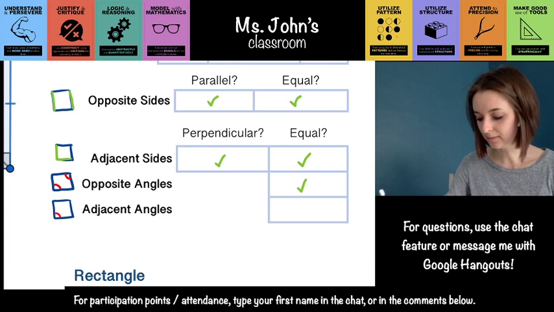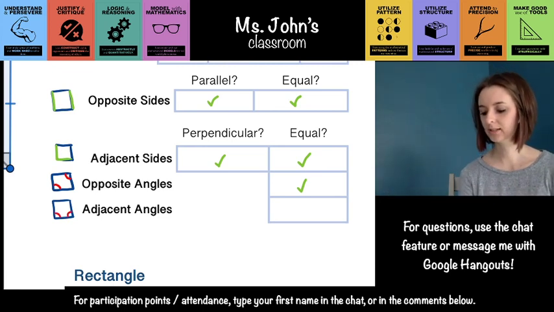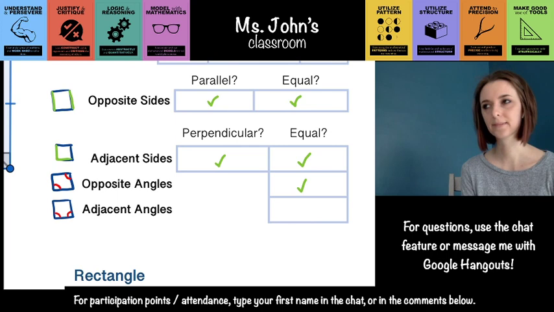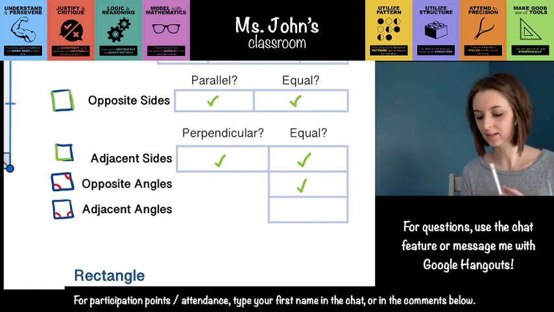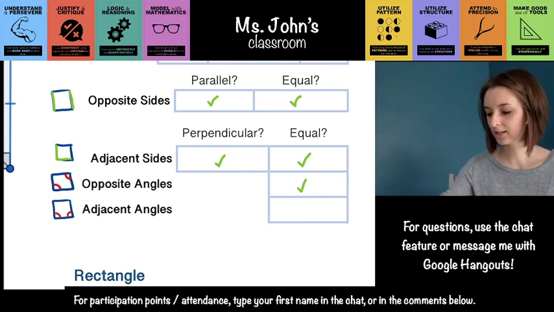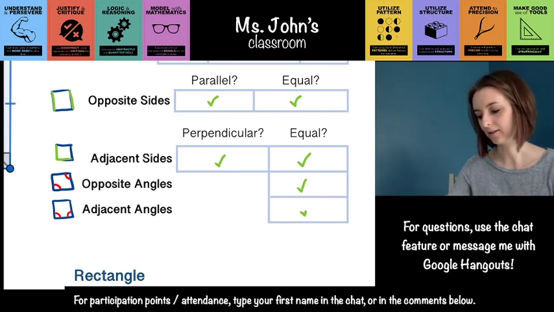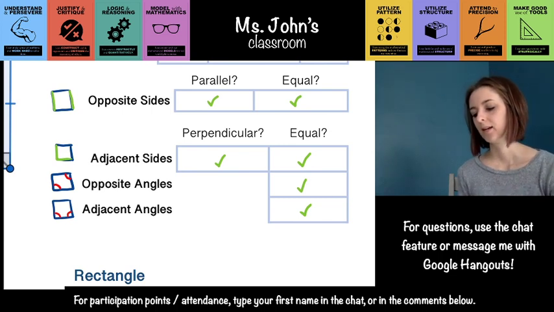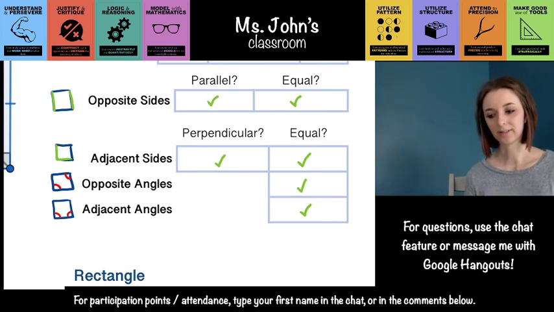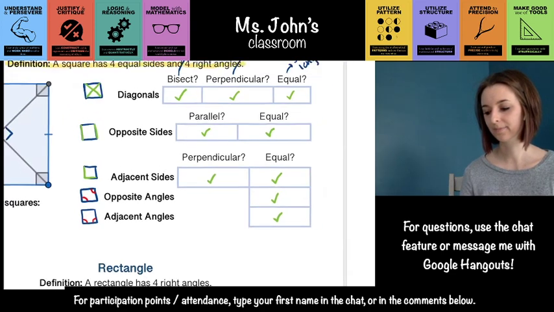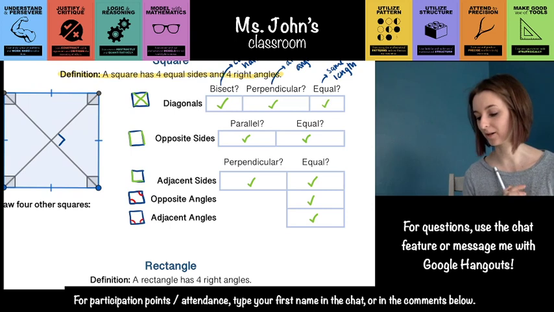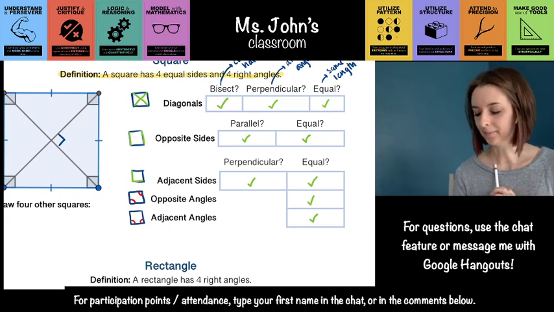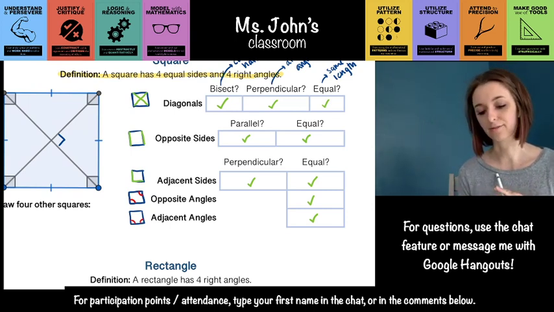Adjacent angles, meaning two angles that are in a row in a square. There's a lot of sets of adjacent angles in a square, but no matter which two adjacent angles you're looking at, they are always equal. So a square is kind of our perfect child. It has all green check marks here. And as we keep going, you'll see a lot of those change.